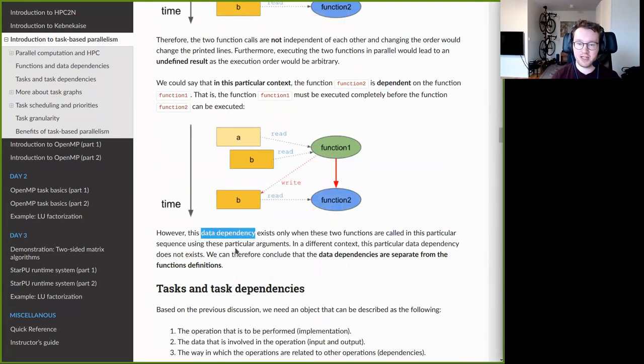However, this data dependency only exists in this particular context, when we are calling these functions in this particular sequence and giving them these particular arguments. If we were to give them different arguments, then maybe these two functions could be executed in parallel and completely independent of each other. So we can say that the data dependencies are separated from the function definitions.